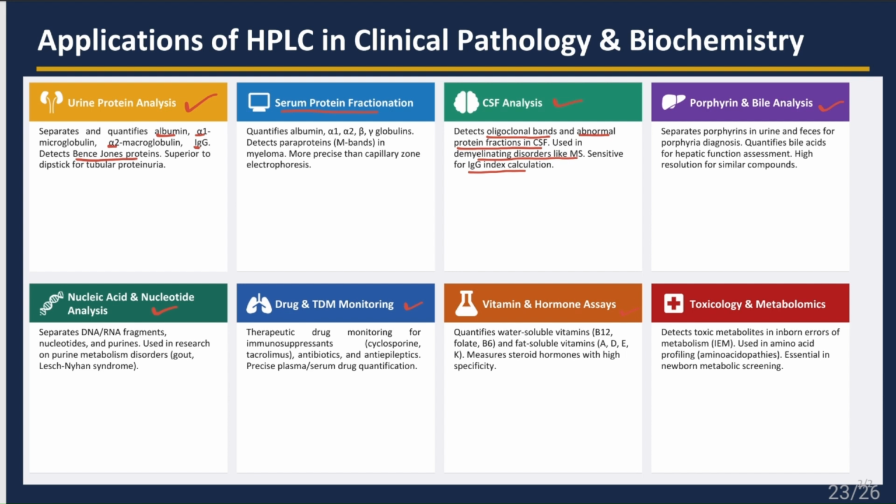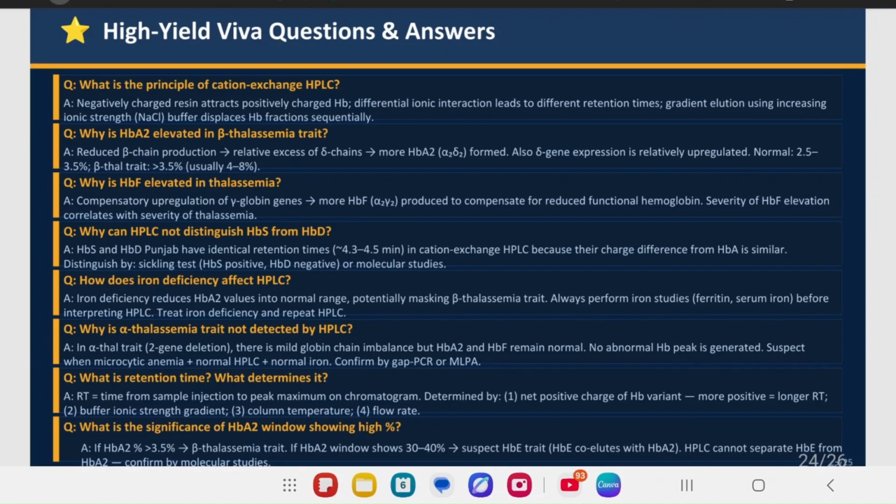It quantifies water-soluble vitamins like vitamin B12, folate and B6, and also it helps in quantification of fat-soluble vitamins like A, D, E and K. It measures steroid hormones with high specificity. It is also used for toxicology and metabolomics studies. It detects toxic metabolites in inborn errors of metabolism, used in amino acid profiling, and is essential in newborn metabolic screening.